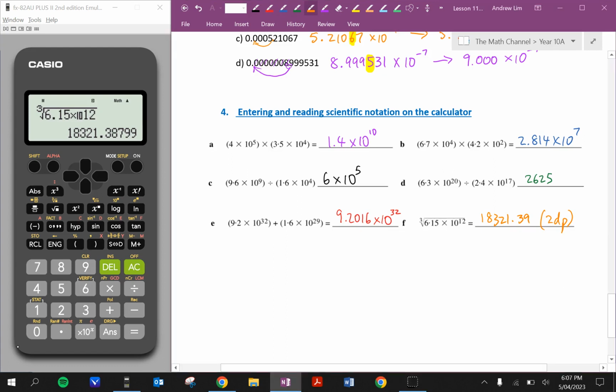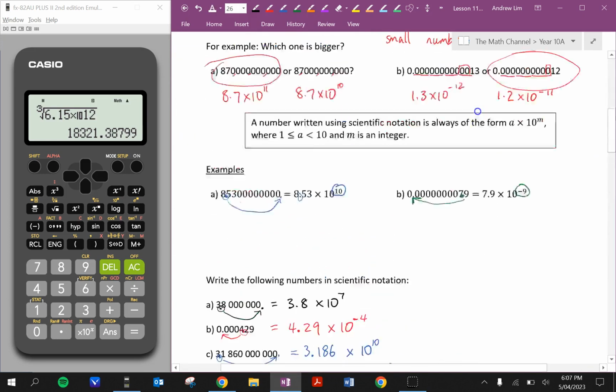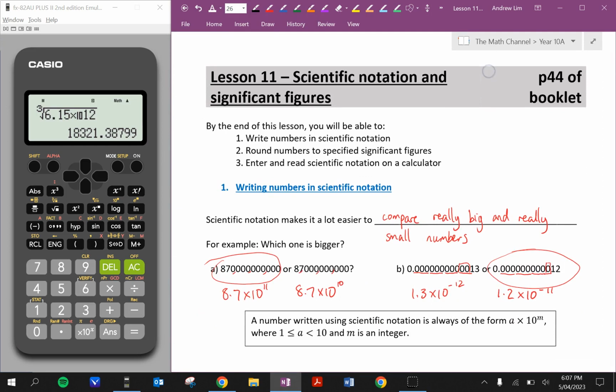So, that's it for this lesson. Let's have a look and recap what we looked at. Okay, so we looked at how to write numbers in scientific notation and why we even have it. Okay, we looked at how to round numbers to specify significant figures. So 0 point something or some other number point something, or if it's a whole number, how many significant figures does it have? And we also looked at how to enter and read scientific notation on a calculator.